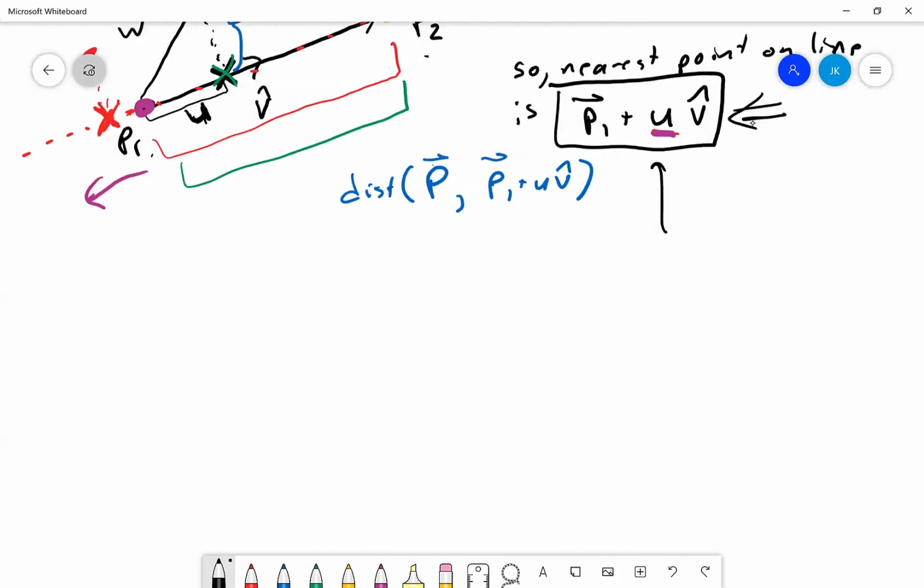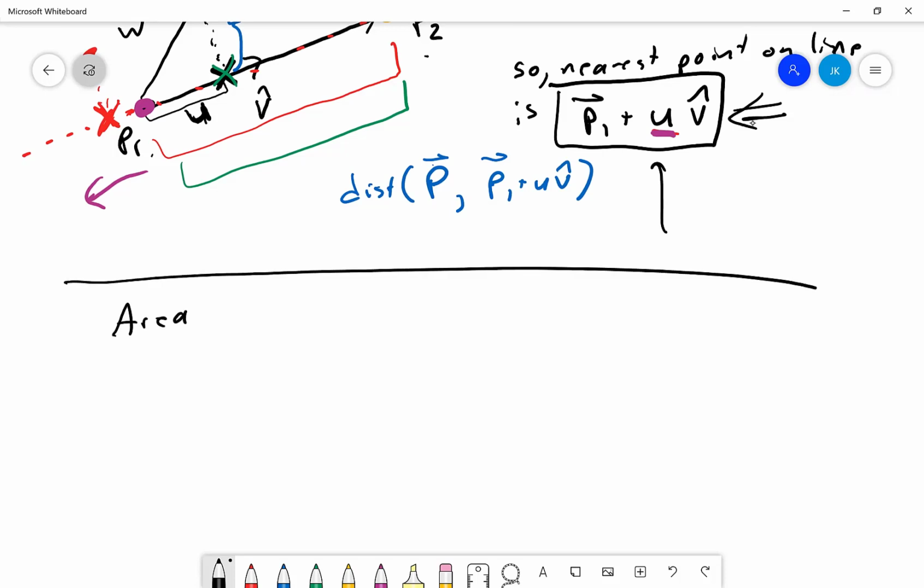Okay. The last thing that I really want to talk about is a point inside of a polygon. And maybe I'll mention one other thing first. Let me just mention area for just a minute.